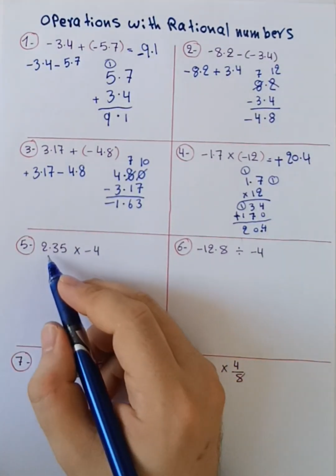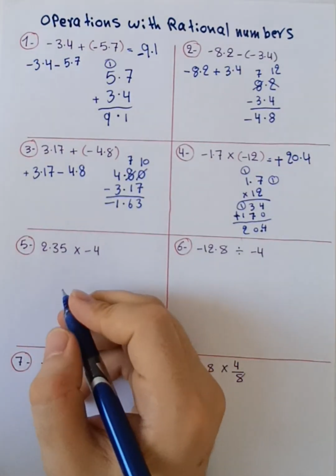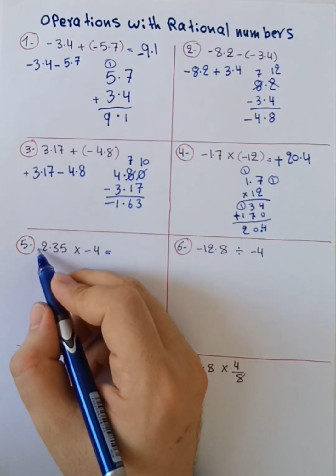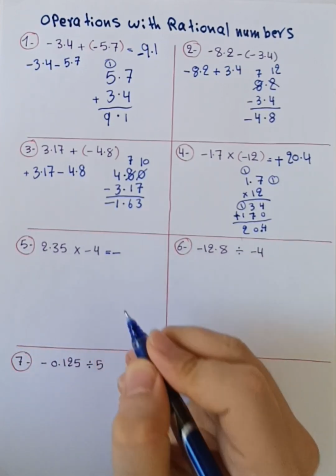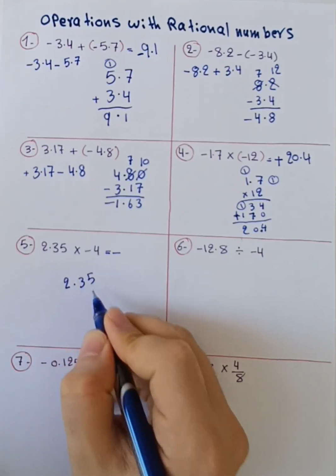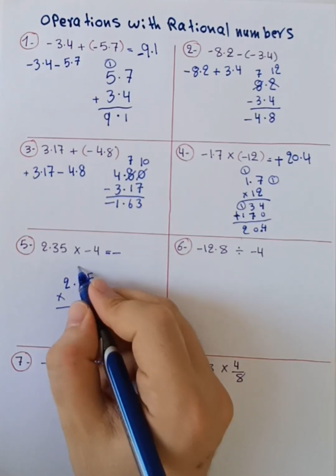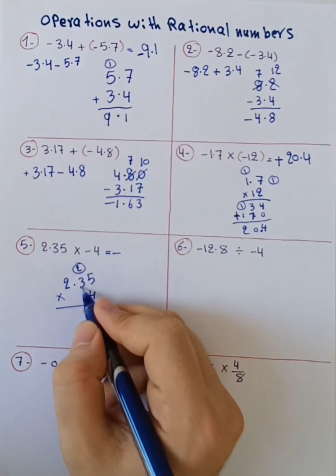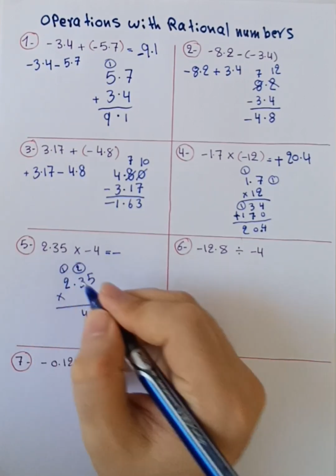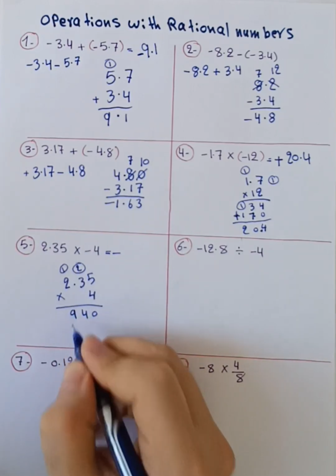Example number 5, we have 2.35 multiplied by negative 4. First, we multiply the signs. Plus times minus is minus. After that, we have to multiply the numbers. 2.35 times 4. 4 times 5 is 20. We have to regroup. 4 times 3 is 12, plus 2 is 14. We have to regroup. 4 times 2 is 8, plus 1 equals 9.